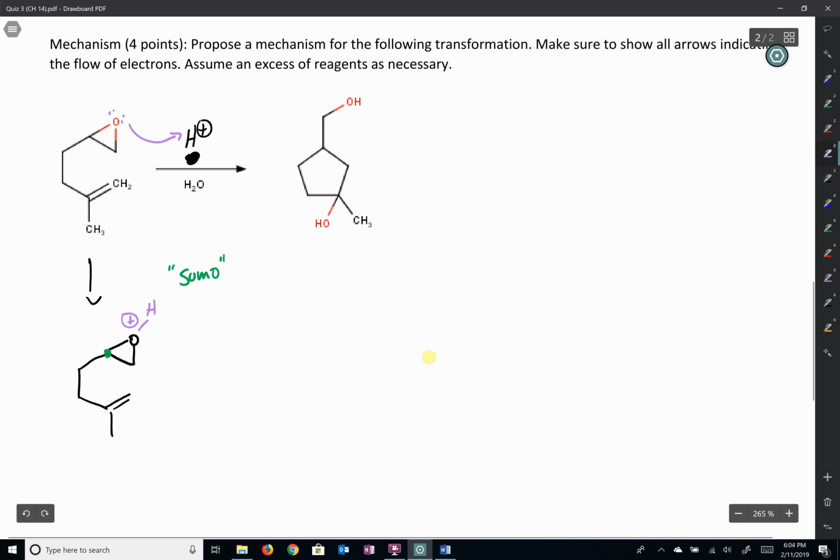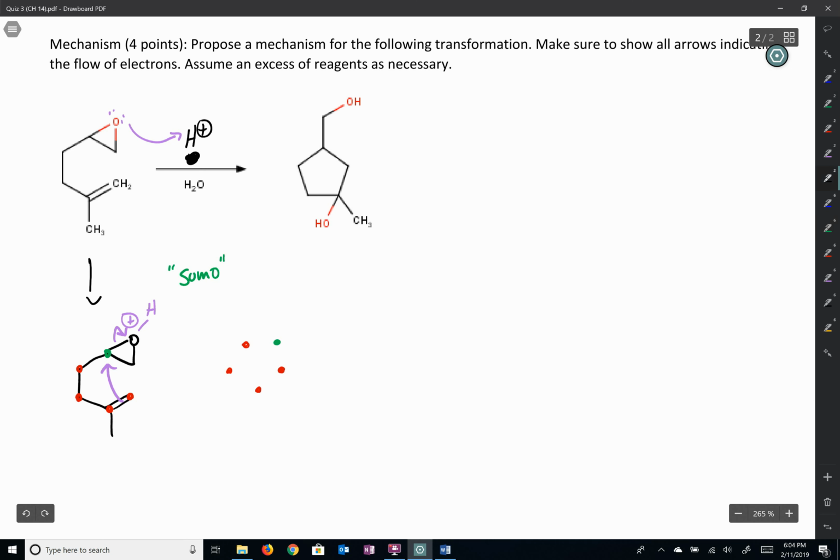So something's got to kick open the door. Something's got to come in and open that epoxide. So our alkene's going to come in, hit the most substituted, and pop open that epoxide. So let's see what happens here. Let me use red here. So we've got 1, 2, 3, 4, and then 5 for our carbon in green. And these are all connected now.